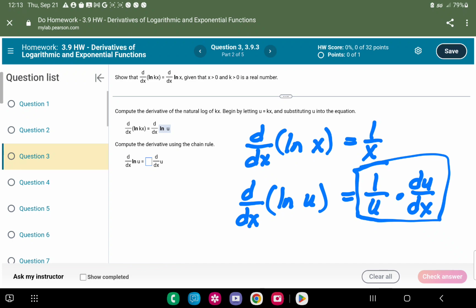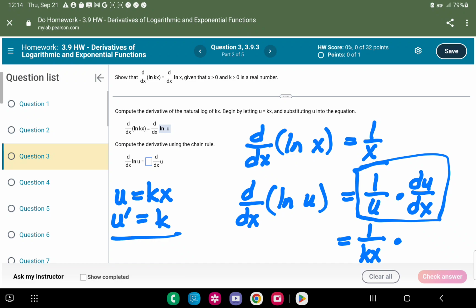All right, so 1 over u is pretty simple. That's 1 over, and what did we make u? u was kx. And then this is times the derivative of u with respect to x. So what is the derivative of u with respect to x? Well, u is kx, and u prime is going to be equal to k. Remember, k is a constant, so we're taking the derivative of x to the first power, which is just 1. It's k times 1, which is just k. So this is going to be times k. When we finish this process, the k's end up canceling and get us 1 over x.